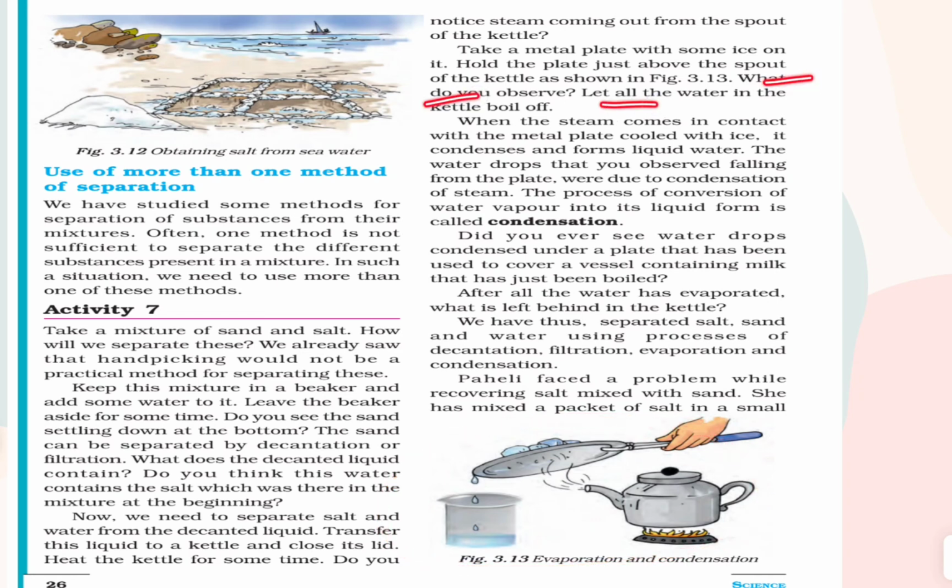What do you observe? Let all the water in the kettle boil off. When the steam comes in contact with the metal plate cooled with ice, it condenses and forms liquid water. The water drops that you observe falling from the plate were due to condensation of steam. The process of conversion of water vapor into the liquid form is called condensation.